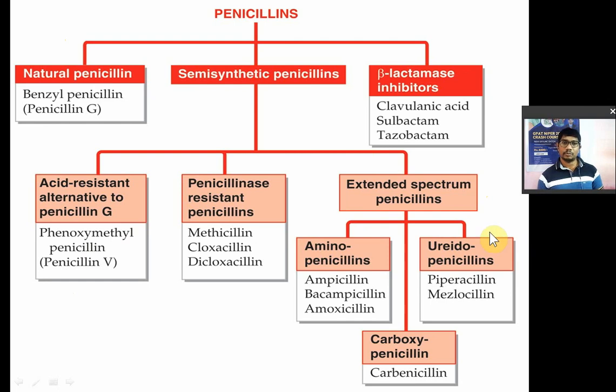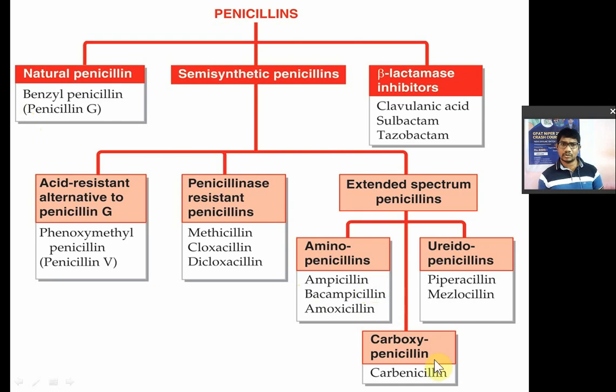In that you have first the aminopenicillins. Aminopenicillins include ampicillin, bacampicillin, amoxicillin, pivampicillin. Bacampicillin, pivampicillin and amoxicillin are all products of ampicillin. Remember the major adverse effect of ampicillin: it causes diarrhea. The major adverse effect of penicillin G is anaphylaxis, right? You have to remember this.